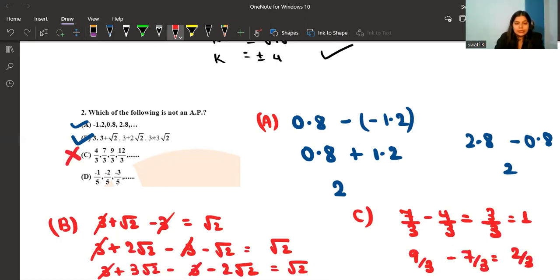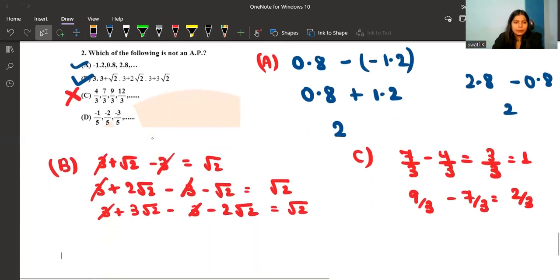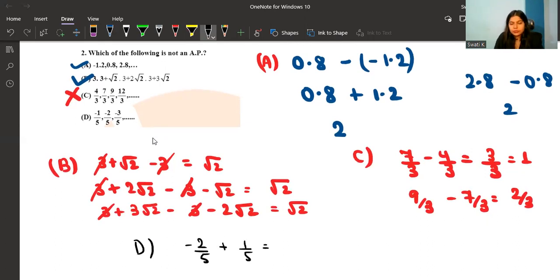Now let's check D. In that, I'll of course do the same thing. I'll subtract the second term minus the first term. So it is going to be minus 2 by 5 minus 1 by 5. That will become minus 2 minus 1, which is minus 3 by 5. Next, minus 3 by 5 minus (minus 2 by 5)... So it is becoming minus 1 by 5. So you can see that we are getting the common difference constant, the same. So therefore, this is also an AP.